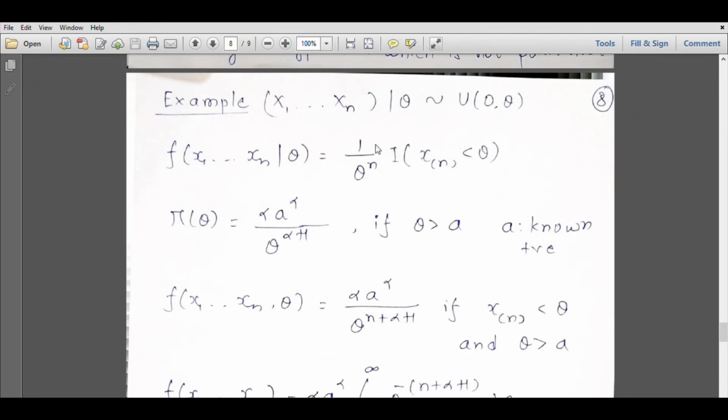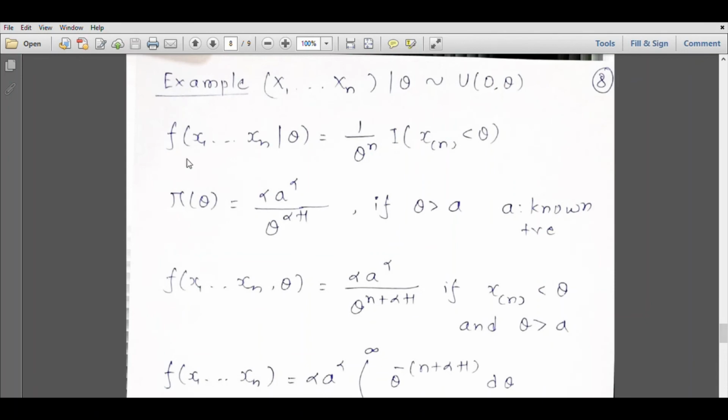So I have included the condition through this indicator function. Now suppose we have a Pareto as prior distribution of theta. Here we are assuming that alpha and a are known positive constants. So pi(theta) is alpha a raised to alpha upon theta raised to alpha plus 1, if theta is larger than a, where both alpha and a are known.